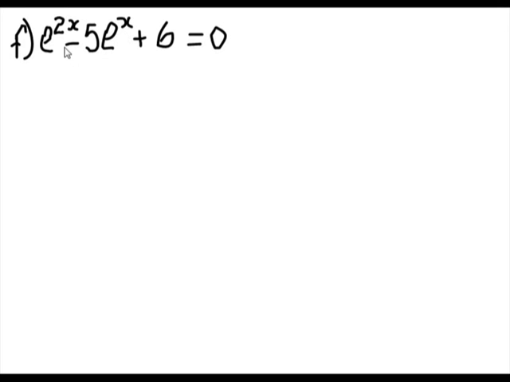So if we take time to make some observations, e to the power of 2x is e to the power of x times e to the power of x. You see what I mean? It's like e to the power of x squared. That's why we can make a transformation by choosing the method of substitution. How are we going to do it? Let's say e to the power of x equals y.